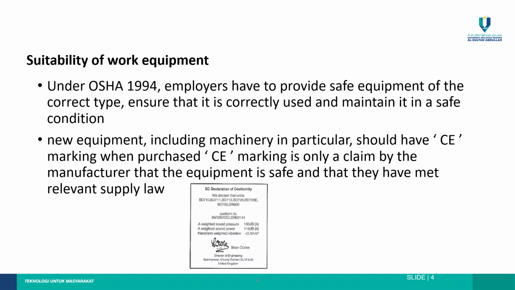The suitability of equipment, so I've mentioned before under OSHA 1994, and then regarding the CE marking here, CE is specific for equipment that will be used in Europe. For Malaysia, usually we rely on CIRIM certification. So before purchasing or using any equipment, make sure it is CIRIM certified. So at least we'll be able to confirm that certain inspections have been conducted to ensure that the equipment will be in a safe and good working condition.